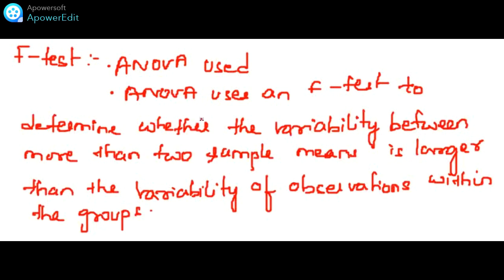So ANOVA uses an F test. It helps to determine whether the variability between more than two sample means is larger than the variability of observations within the group. So this is where ANOVA uses the F test.